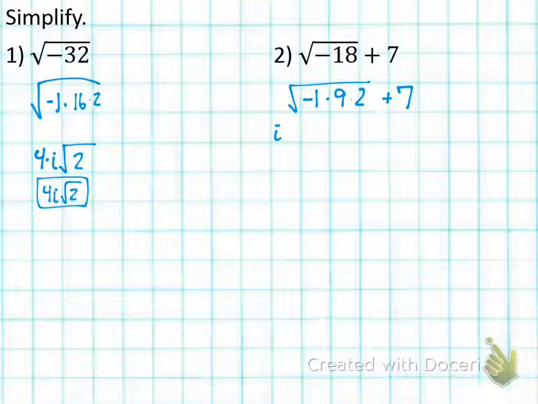Square root of 9 is 3. Square root of 2, we don't have that, so we're just going to leave that in there. 7 is just a real number. Okay, now we simplify. We always put the coefficient in front. So it's going to be 3. i times 3 is 3i rad 2 plus 7. Okay?